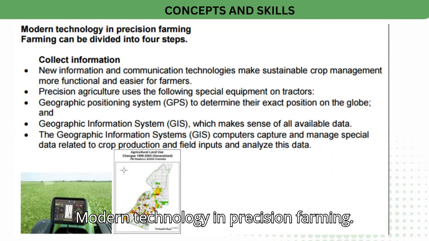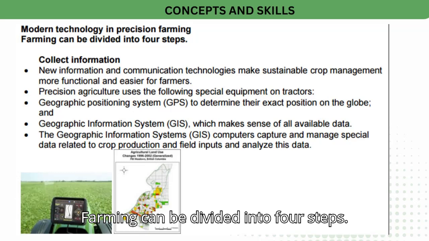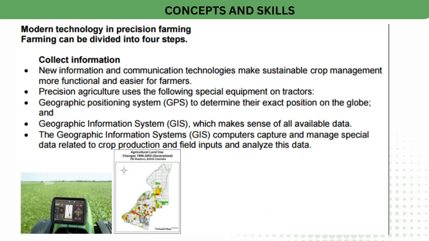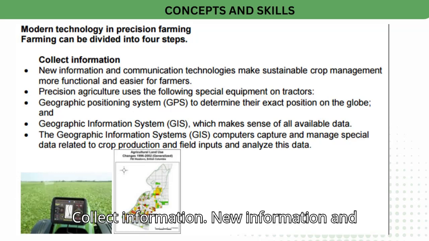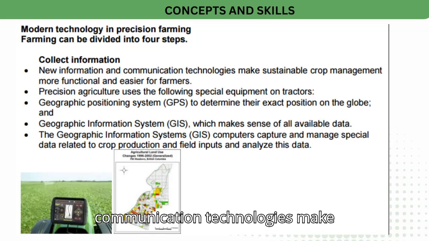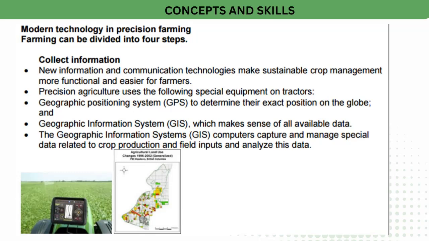Modern technology in precision farming. Farming can be divided into 4 steps. Collect information. New information and communication technologies make sustainable crop management more functional and easier for farmers.